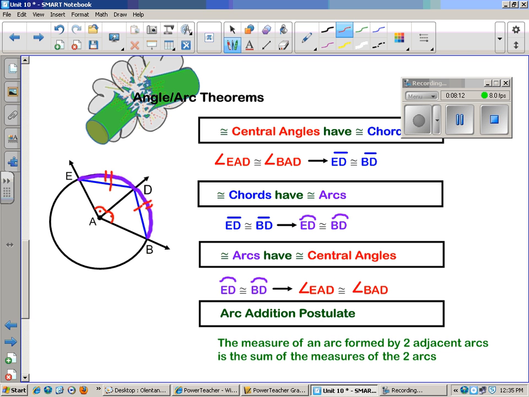So if I know these two chords are equal, then I know that the angles are equal and the arcs are equal. If I'm given that the arcs are equal, then I can assume the chords are equal and the angles are equal. If you have one piece, you know them all. Okay? Does that make sense? Yes?